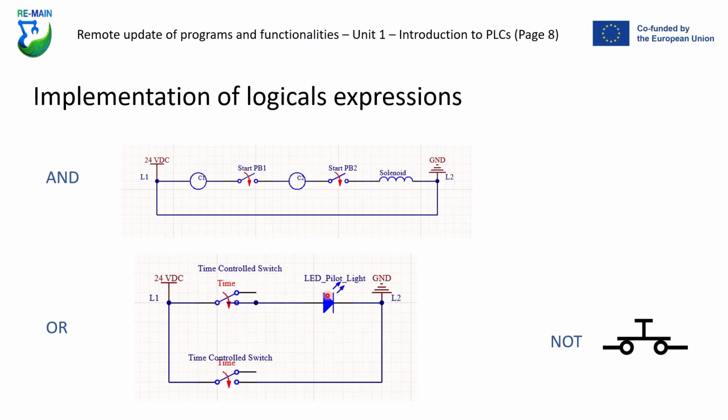A NOT operator is implemented simply with a normally closed contact. If not activated, it energizes the coil, and if the contactor is activated, the coil would be de-energized.